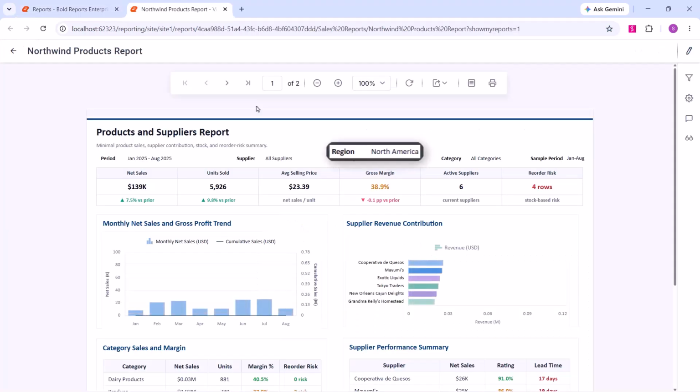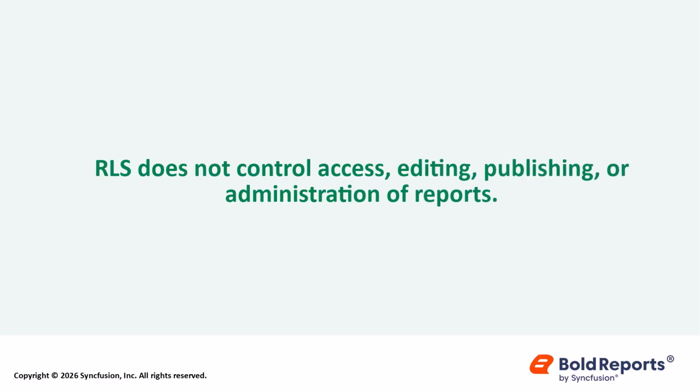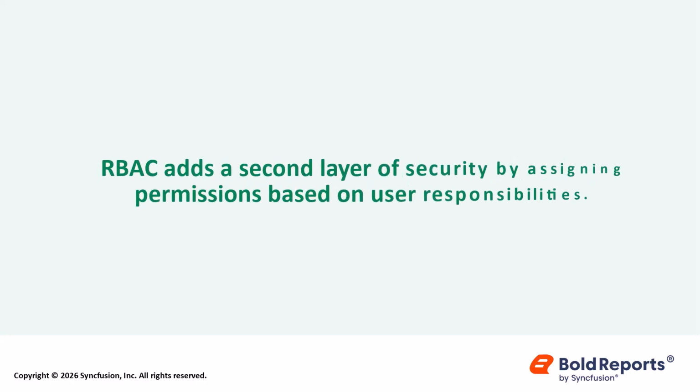That is exactly what RLS is designed to do. It protects the data returned in the report. But here's the gap. RLS does not control who can open, edit, or publish the report, or who should have administrative access. That requires a second layer, role-based access control, or RBAC.